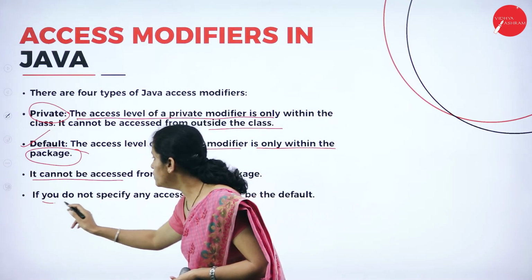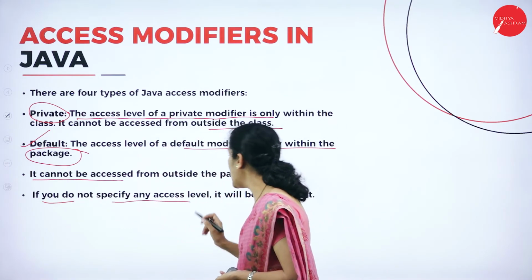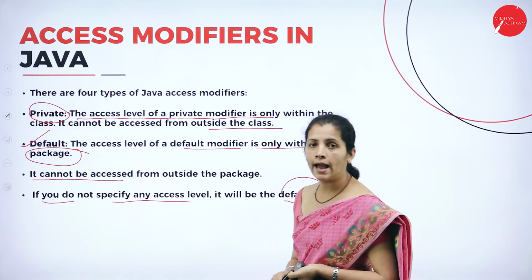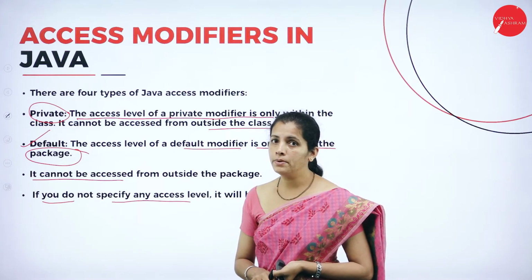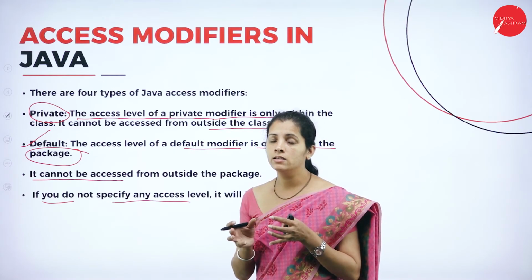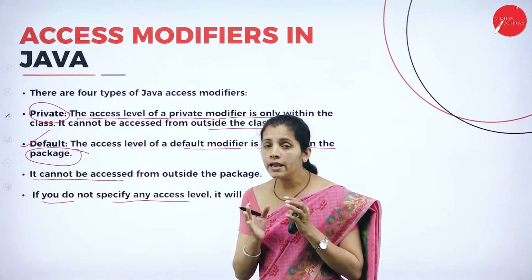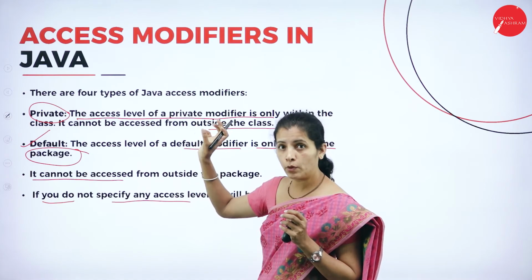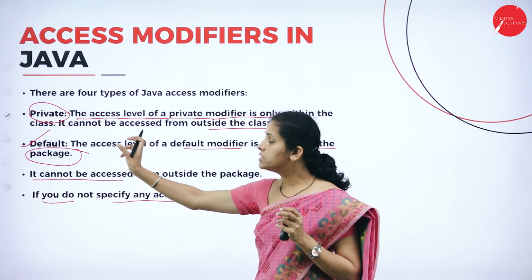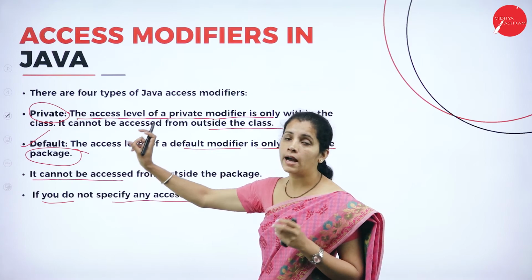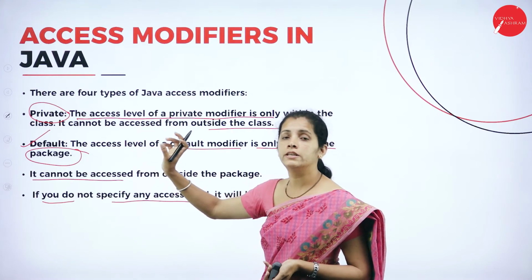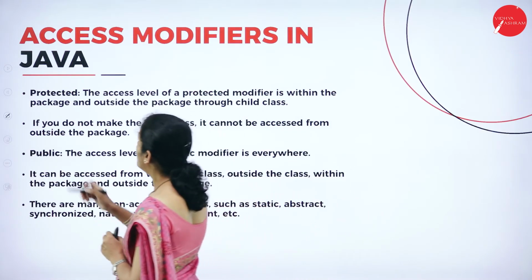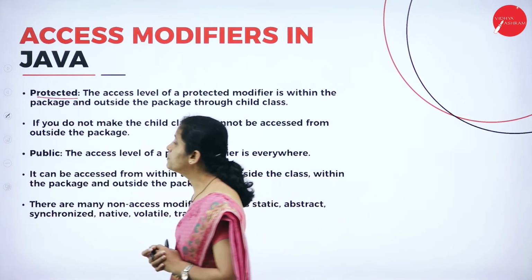And if you do not specify any access level, by default, it is the default access modifier. For example, while creating a package, suppose I forget to include private, public or protected. In that situation, what is the access modifier by default? It is default. Now, I'm going to have the third type of access specifier, that is protected.